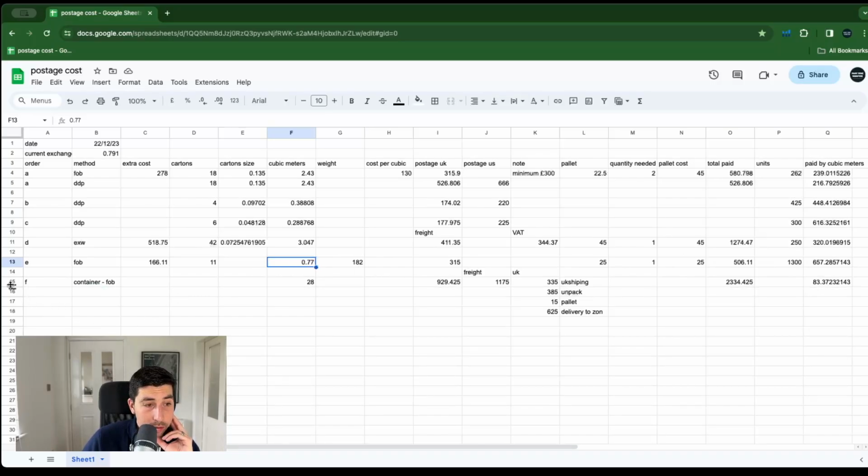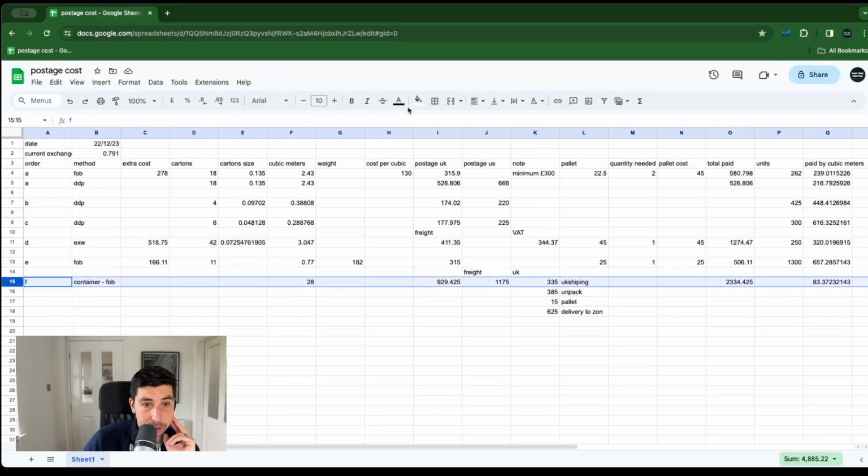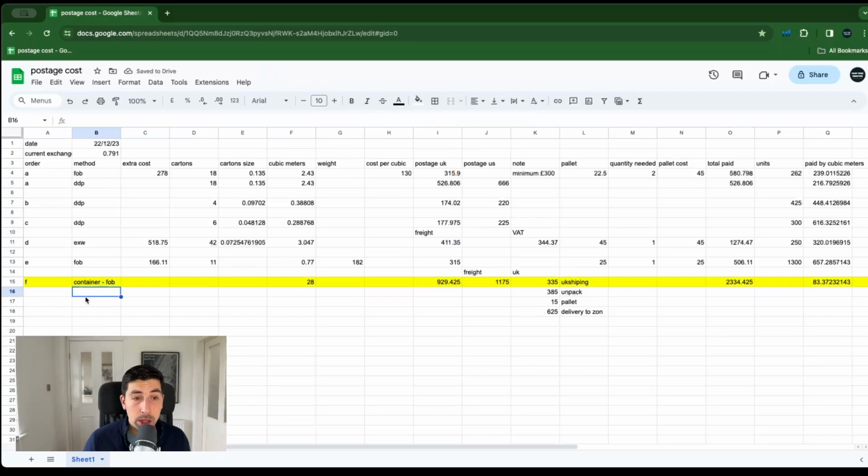And the last one here, for anyone who's interested in the future, is this. Here we go, a container with FOB. A container contains 28 cubic meters, so you can get to the stage where you're importing full containers. The total cost would be UK shipping, unpacking, the pallets, delivery to Amazon, because you've got to unpack it and then get that whole container going to Amazon, 625 quid.